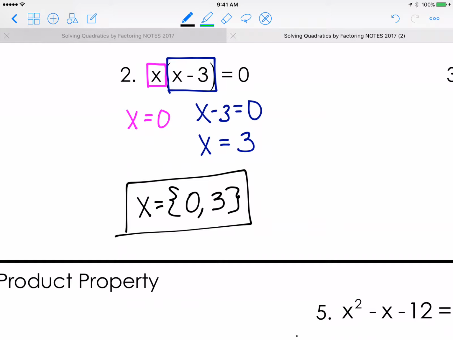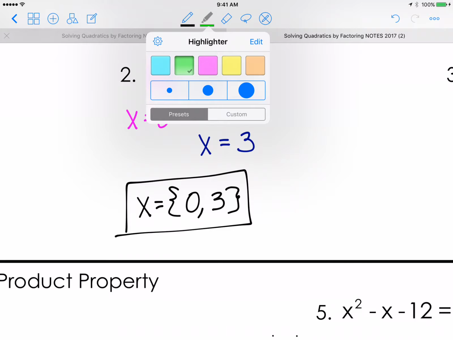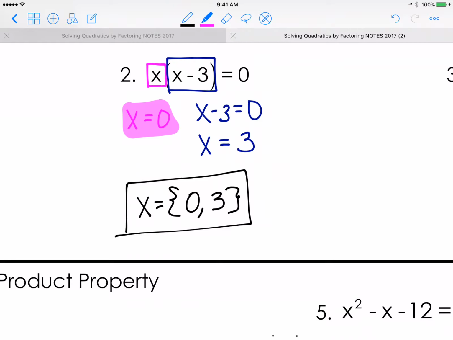Now, how do we know if we got the right answer? Well, we can always plug our solutions back in. So look at this x equals 0. If we plugged 0 in for that x, are we going to get a 0? Yes, because anything times 0, so 0 times whatever that other binomial would be, is going to equal 0. So it would be 0 times 0 minus 3. That would give you a -3. So 0 times -3 is going to give you 0.